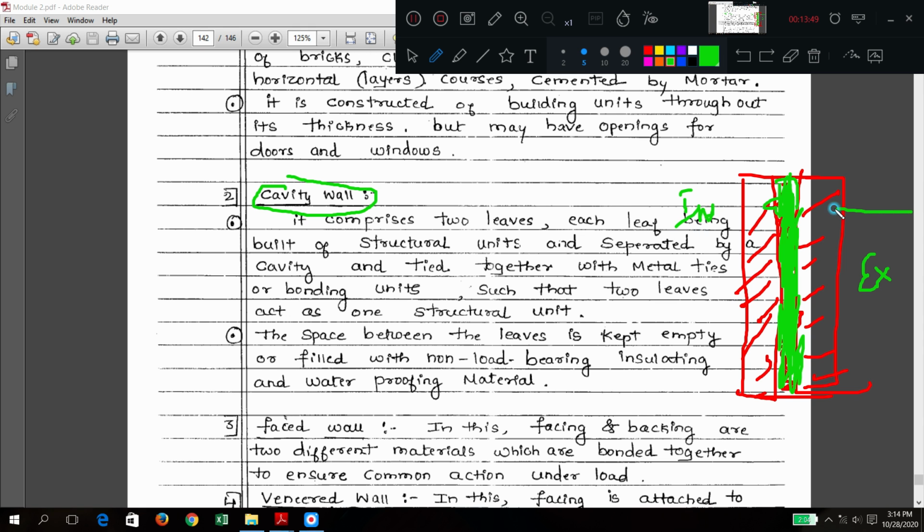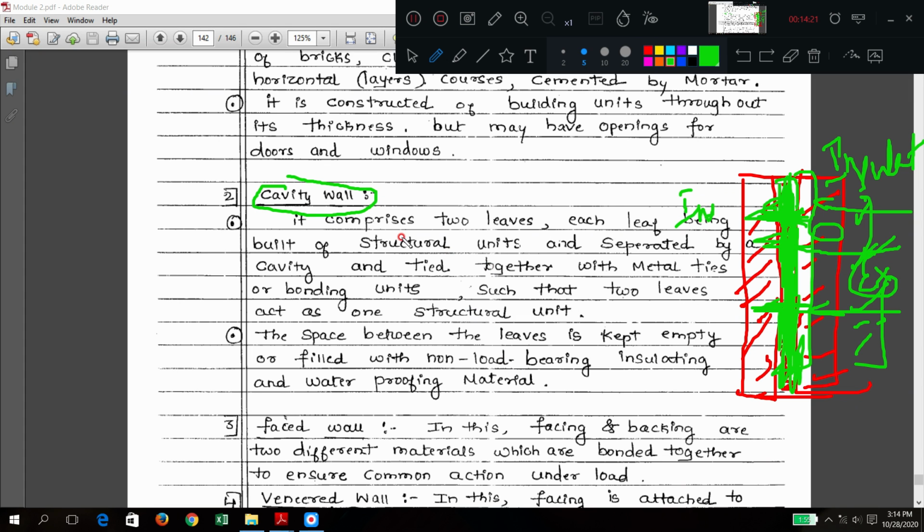So heat will not come and pass through this barrier. Moisture will not pass through this barrier. Sound will not pass through this barrier. So it acts as what? Insulator. Cavity walls are generally insulating walls. Insulation for what? Sound, heat, temperature and moisture. So for them it acts as an insulator.